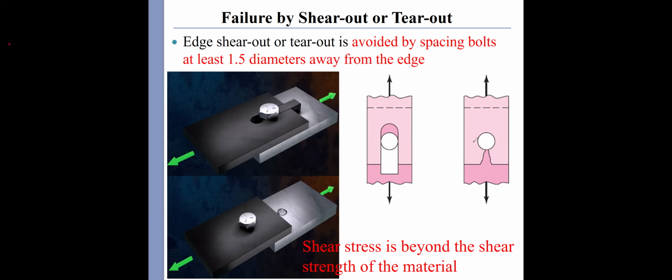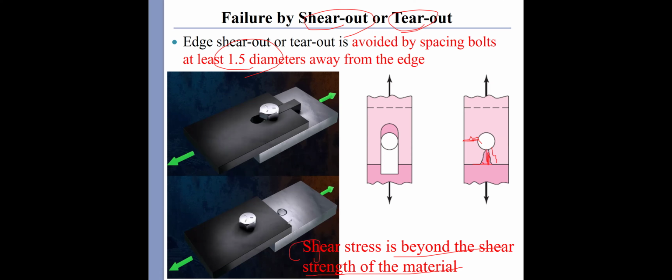Okay, so if this edge, or this edge, this distance has to be 1.5 diameters from the edge. If not, this tear out or shear out could happen. The shear stress is beyond the shear strength of the material. That means the material directly fails.